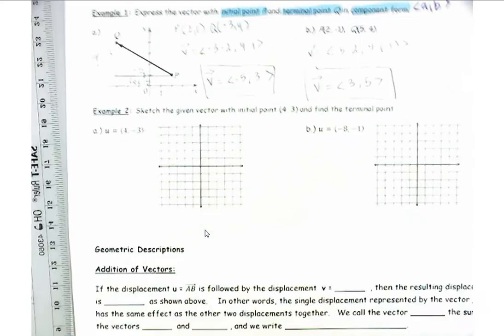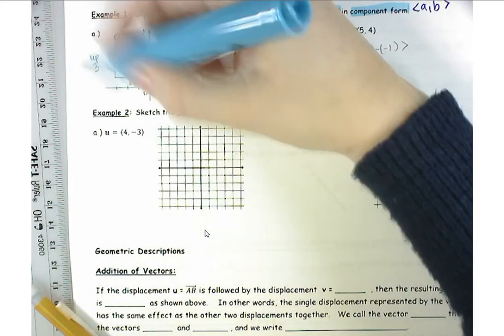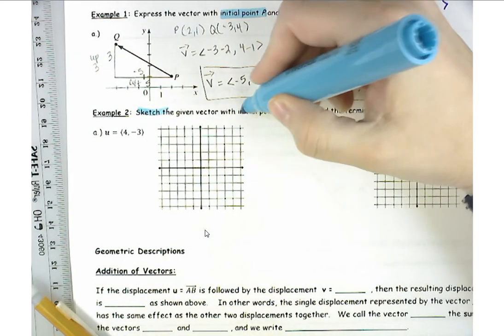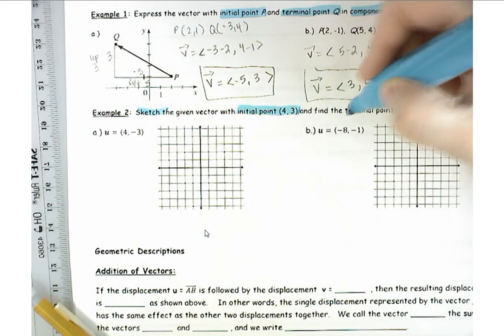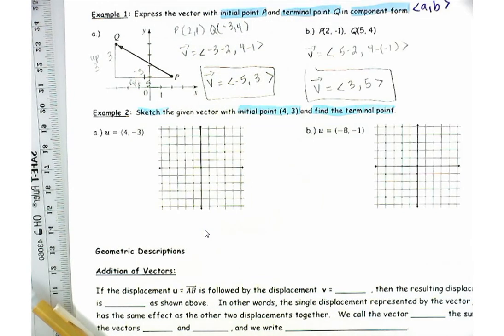Alright, now what we're going to do is we are going to graph them. It says to sketch the given vector with the initial point 4, 3, and find the terminal point. So before we graph, I recommend finding what your terminal point is.